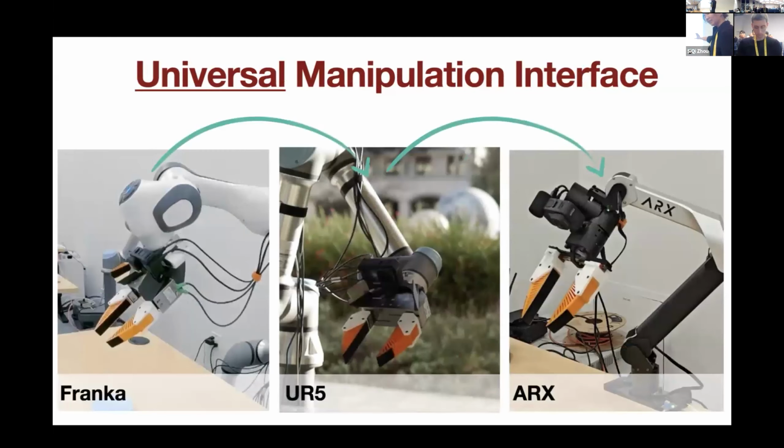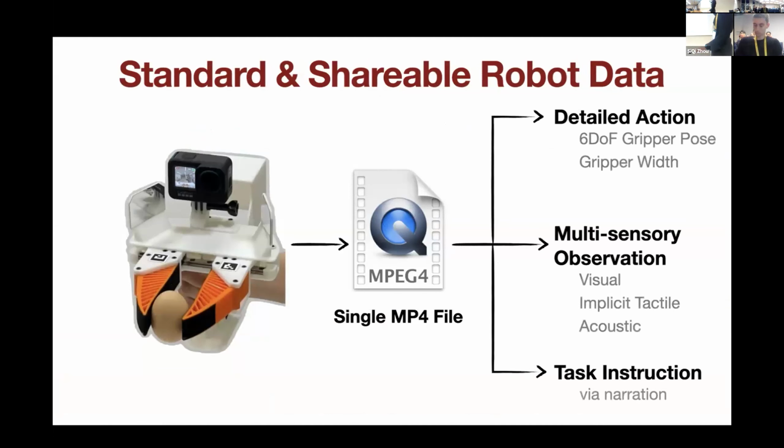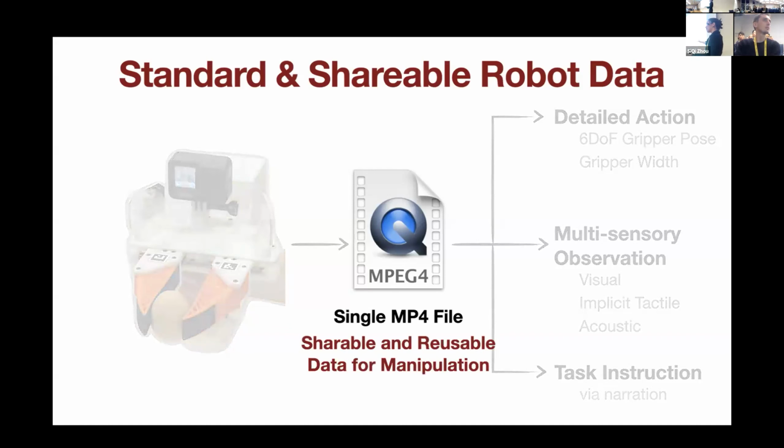Okay, most importantly, the thing you need to remember for this design is that we tried very hard to make sure that this interface can be applied to different robots, because it only uses a wrist-mounted camera and only looks at the gripper. You can easily adapt it for any kind of robot arm you have. That's why we call it the Universal Manipulation Interface. In the end, all the data that you collect for the task you care about is just a single MP4 file. You can easily decode all the information necessary to train an effective policy, including detailed robot actions, multi-sensory observations, and you can also include task instructions through narration. We really hope that this single MP4 file data format is so standard and so easy to share.